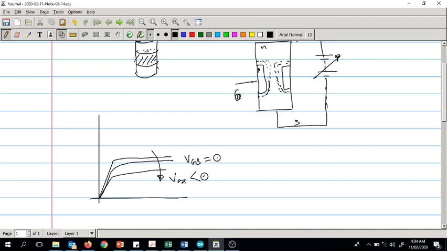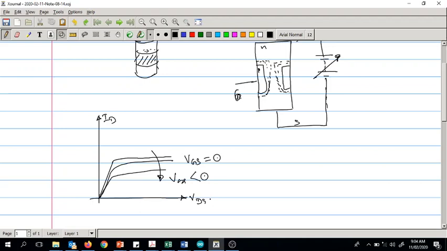When you make VGS less than 0, nothing would happen because of the thin depletion layer, so there is no enhancement mode of operation that we talk about. This is ID, and this is VDS, right?